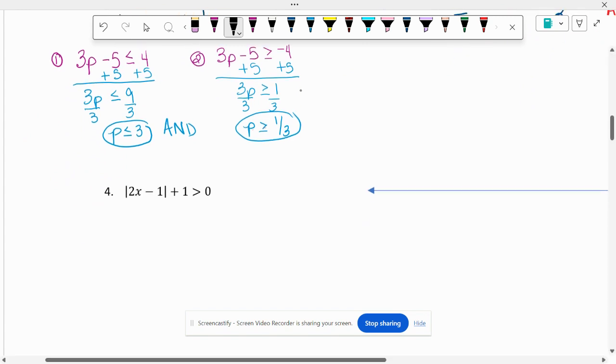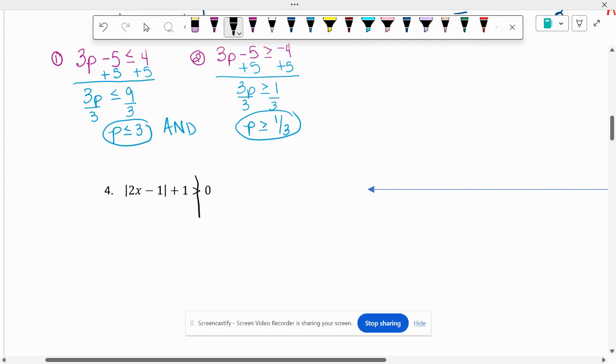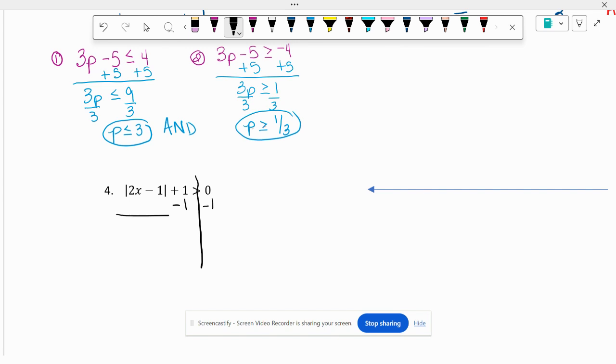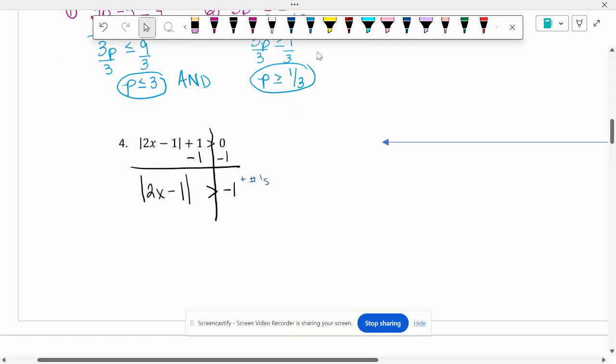So number 4, the first thing I'm going to do is split my inequality. I'm going to subtract 1 from both sides. So this gives me the absolute value of 2x minus 1 is greater than negative 1. Whoops, I forgot to put my other absolute value. So this absolute value solution is going to be greater than negative 1. So numbers that are greater than negative 1 end up being positive eventually, right? So we're going to have some positive numbers. So that's why this one has a solution.